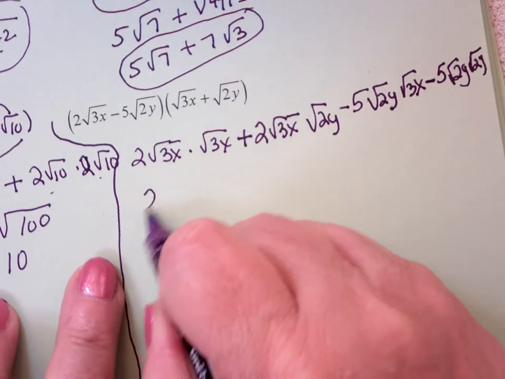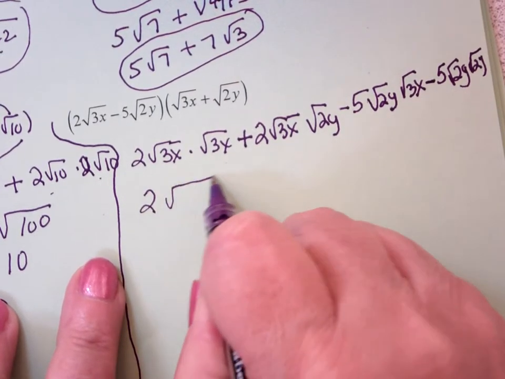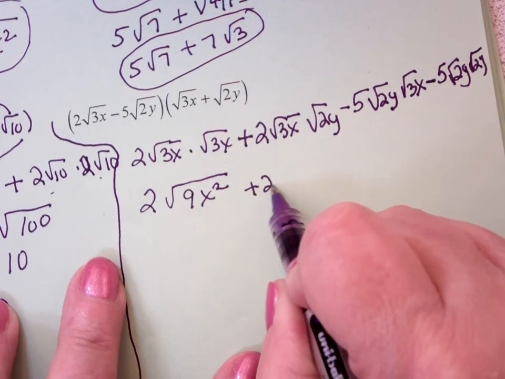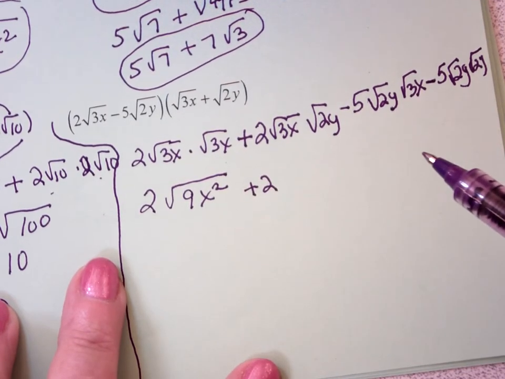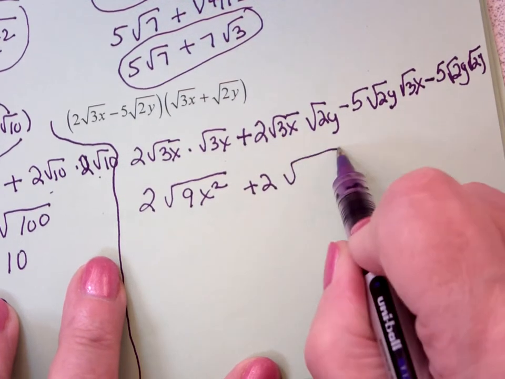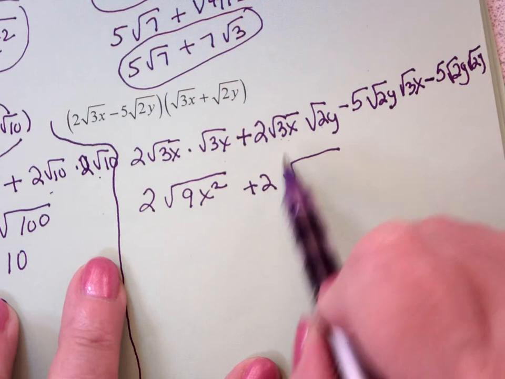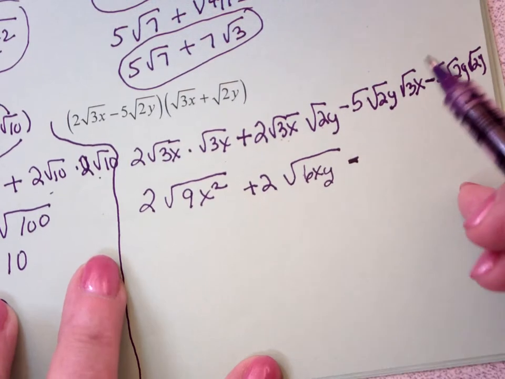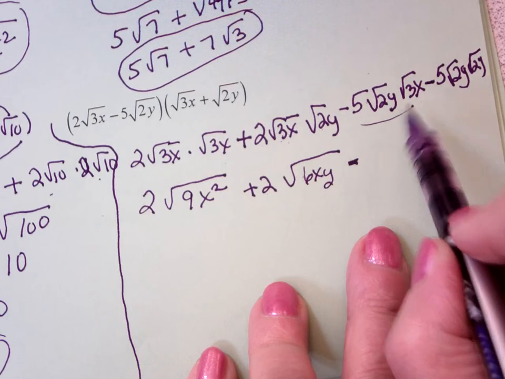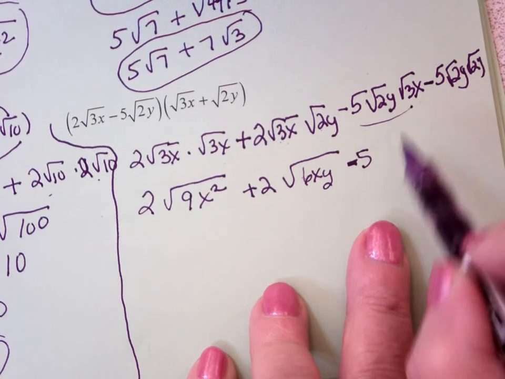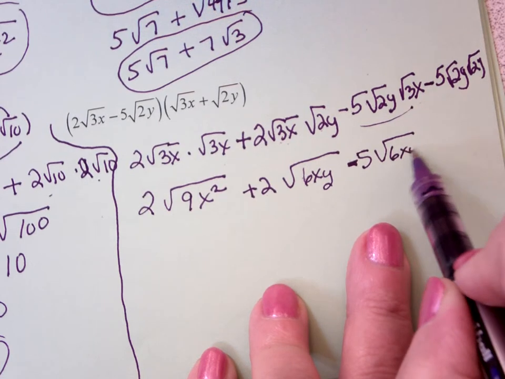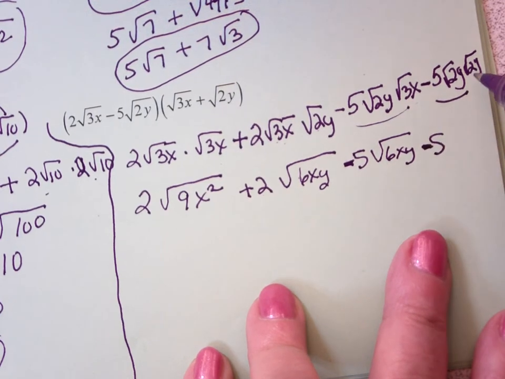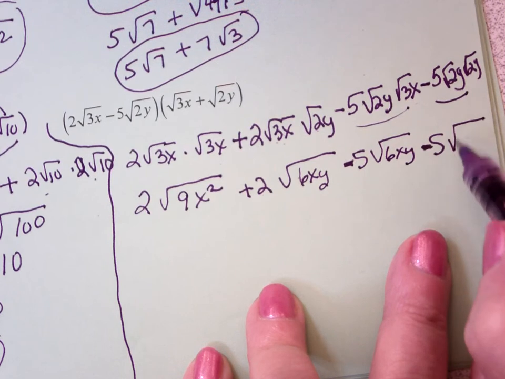Well, this is 2 square root of 3x times the square root of 3x is the square root of 9x squared, plus 2 square root of 3x times the square root of 2y. As you're doing it, can you point to the ones that you're doing? Right here. Okay. So it's right directly underneath. Yeah. Okay. 6xy minus, then 5, that's this guy, and then square root of 2y, square root of 3x is the square root of 6xy. And then the next one is minus 5 square root of 2y times the square root of 2y is the square root of 4y squared.